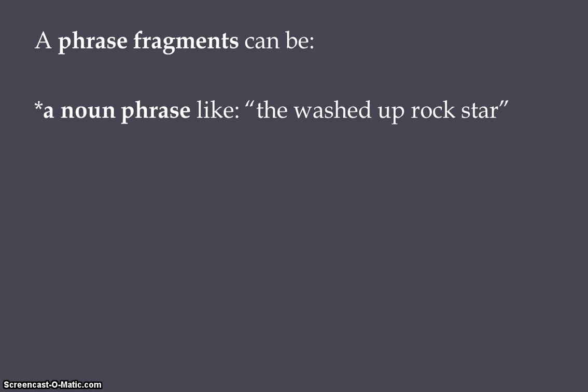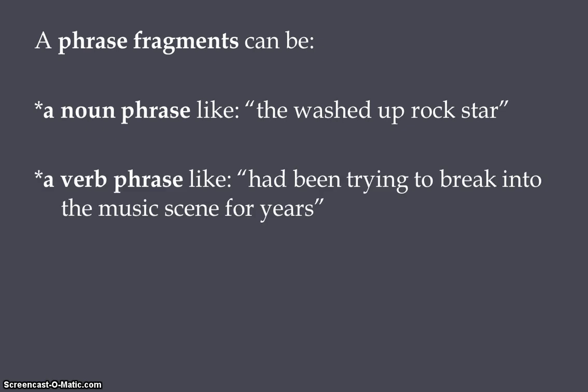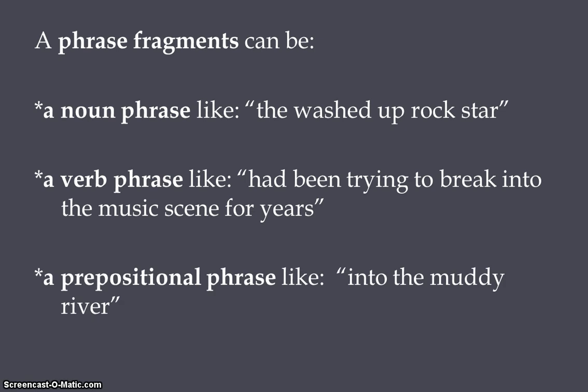And a phrase fragment can be either a noun phrase like "the washed up rock star," which you can see is missing a verb. "The washed up rock star" can serve well as a subject, but it needs a verb. Another kind of phrase fragment is a verb phrase fragment, like "had been trying to break into the music scene for years." It works perfectly well as a verb of a sentence, but it has no subject. A third kind of phrase fragment is a prepositional phrase fragment, like "into the muddy river." You've got a preposition and an object of a preposition, but you don't have a subject or a verb.